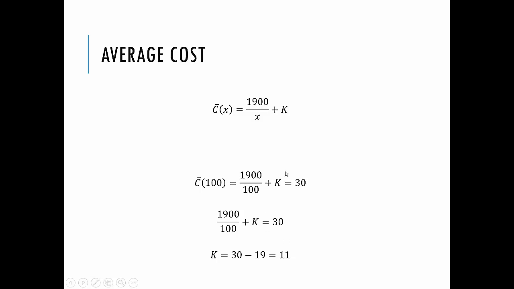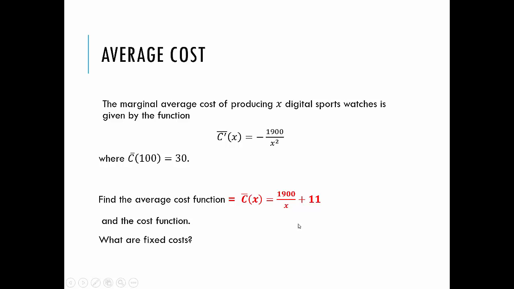In this case, I have been told that if my average cost for 100 watches was $30, I can plug this into my function that I just found and I can solve it for K, for my constant, which goes into the function that I just found, and that gives me my average cost function. So I found the average cost function.